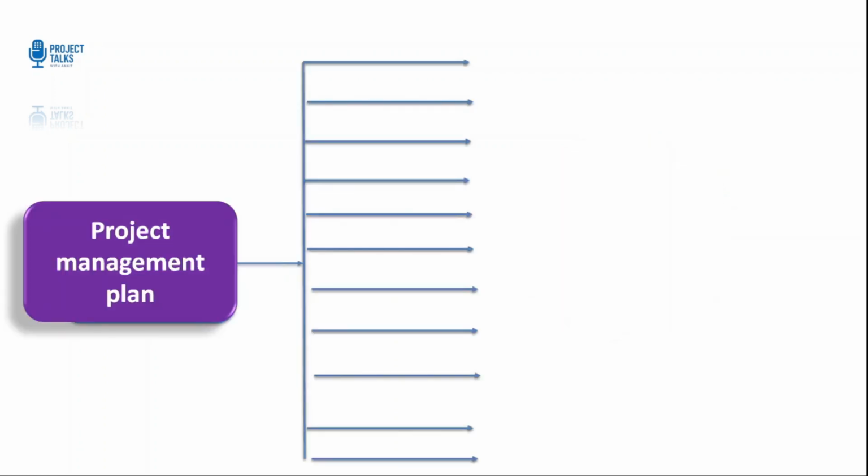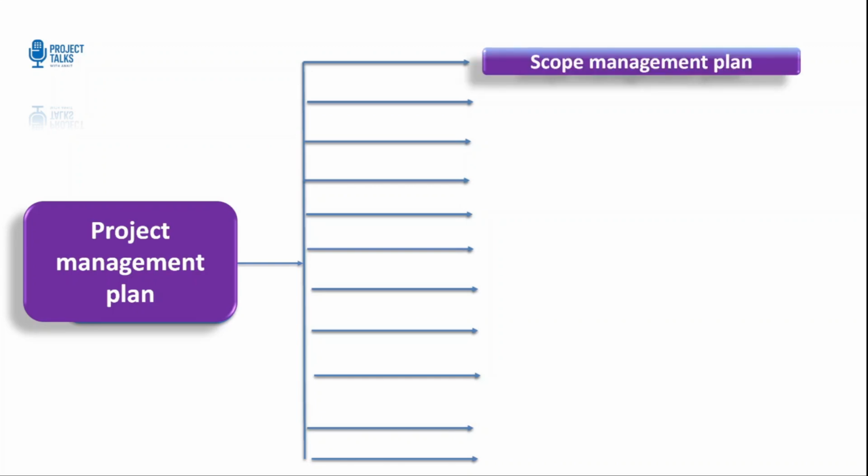Now, the project management plan is not just one document. It is actually a collection of 11 subsidiary plans, each focusing on a specific knowledge area of project management. Let's quickly go through them once. All right. So we start with the scope management plan, which defines how the project scope will be defined, validated, and controlled, ensuring we deliver exactly what is required.